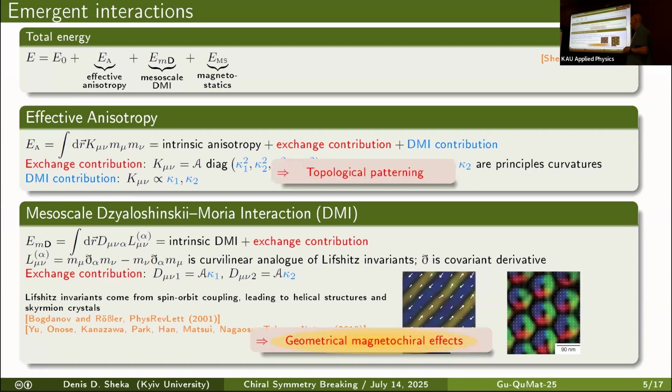And what is the consequence of this effective interaction? Effective anisotropy leads to topological patterning, and this mesoscale Dzyaloshinskii-Moriya interaction leads to geometrical magnetochiral effects, which we will discuss today.